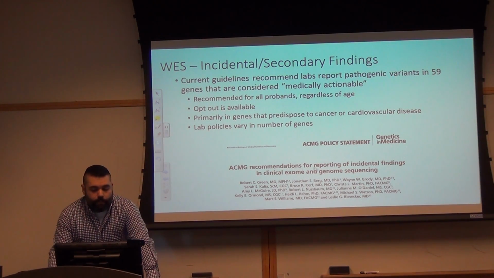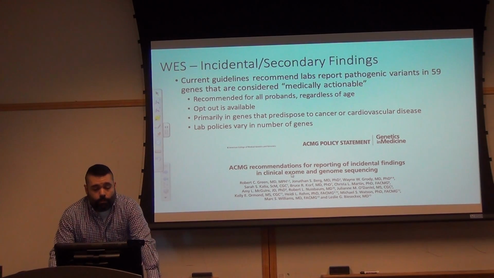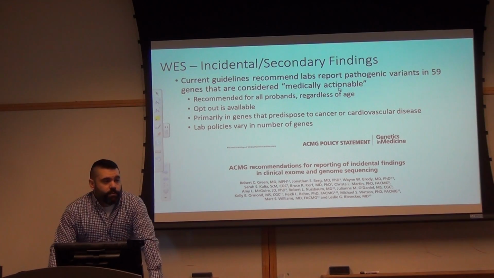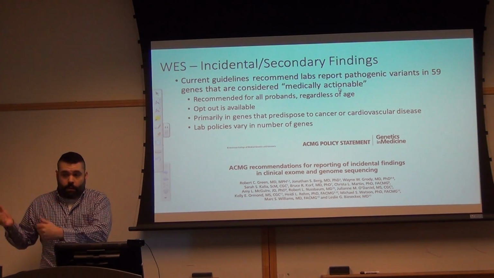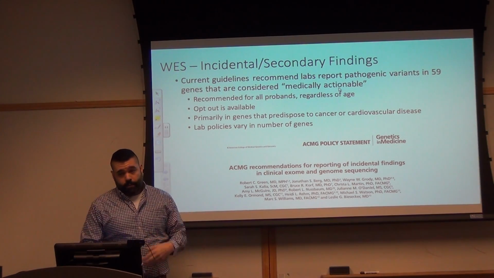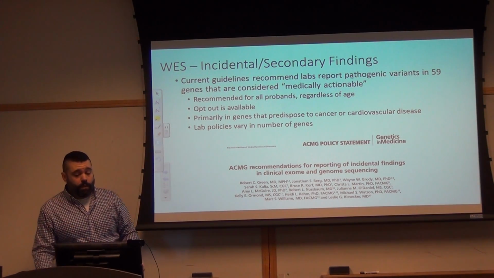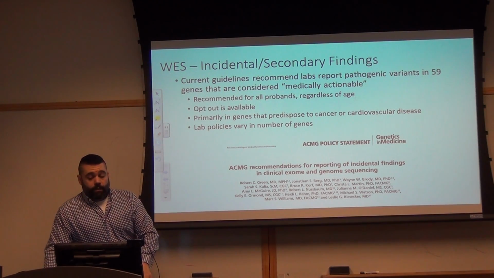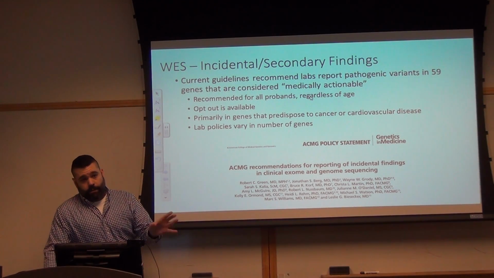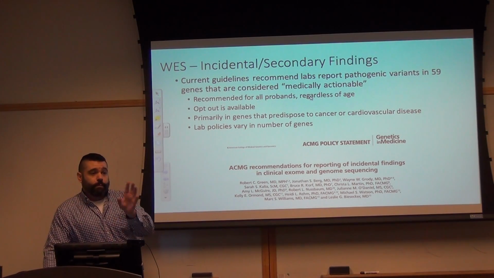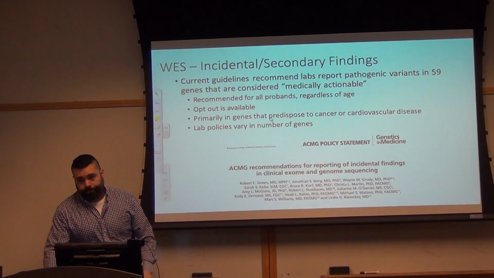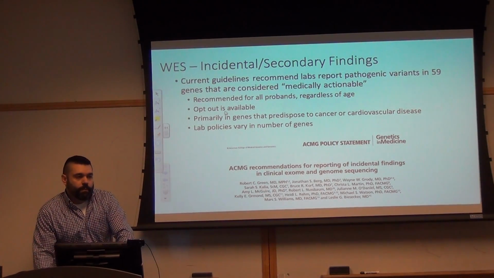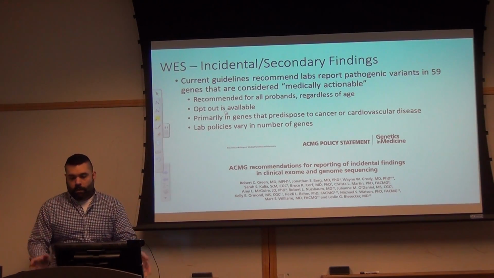There are guidelines that recommend reporting of incidental findings in exome. So it's 59 genes, and those 59 genes are considered medically actionable. So if you find a BRCA1 in someone, they get more mammograms if they're female. If they're male, they get more prostate tests now, because BRCA1 now is a prostate gene. Recommended for everybody, regardless of age. So you're going to tell a 13-year-old they have BRCA1, but they're going to have been consented, and the parents are going to have chosen whether or not to get that information. So they can opt out of this.